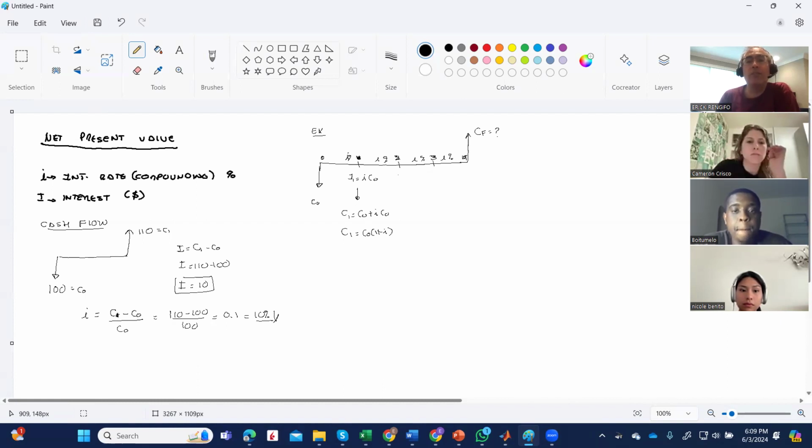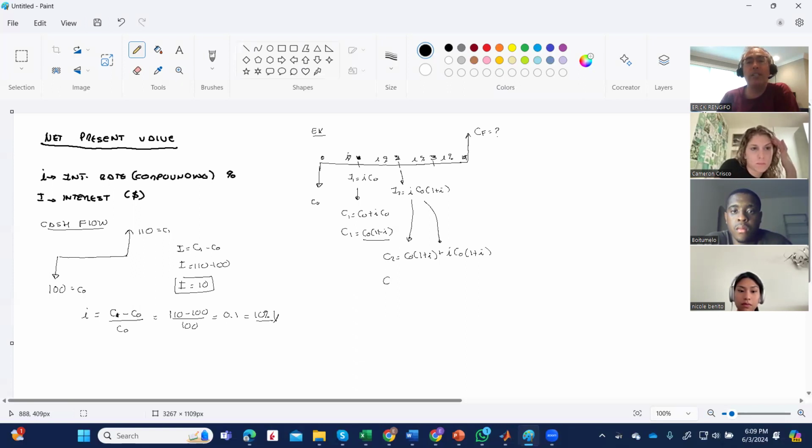Okay, so how much money will I have? What is going to be the interest at period 2? The interest at period 2 is going to be the interest rate times C1, but C1 is all this part here, C0 times (1 plus I). So how much money do I have at the end of the second period? At the end of the second period, I have my starting value, C0 times (1 plus I), plus my interest, I times C0 times (1 plus I).